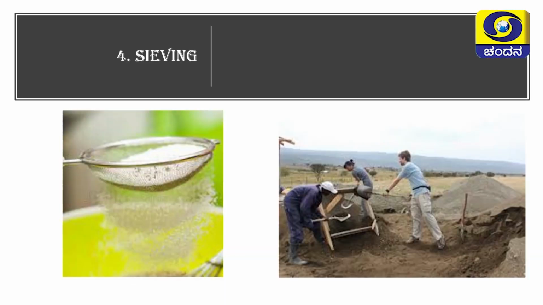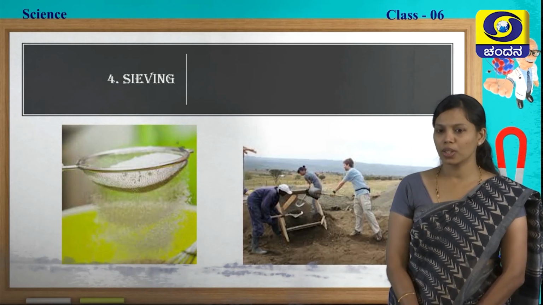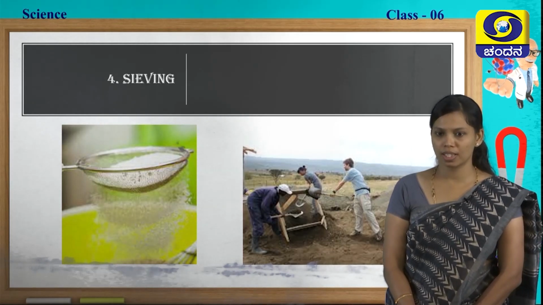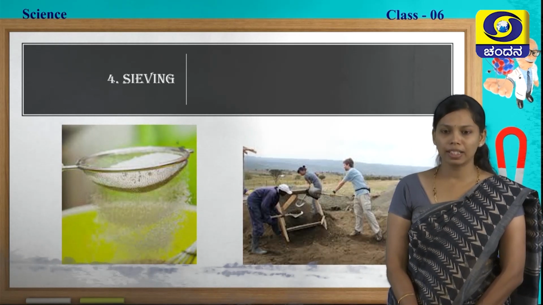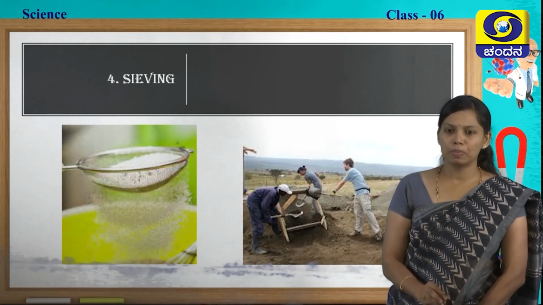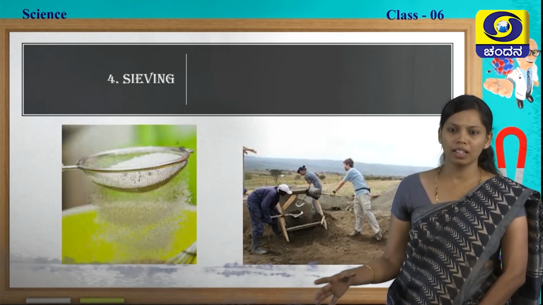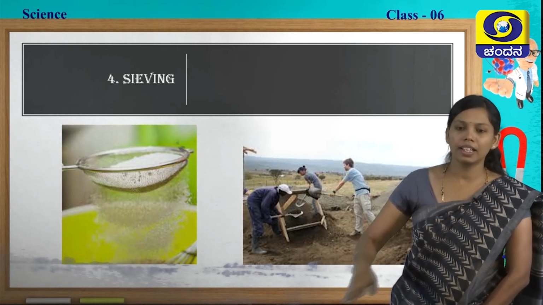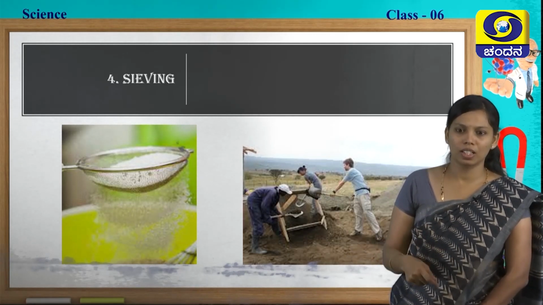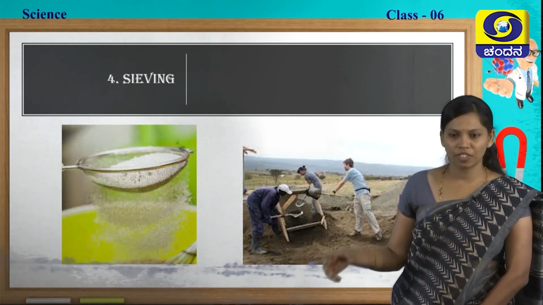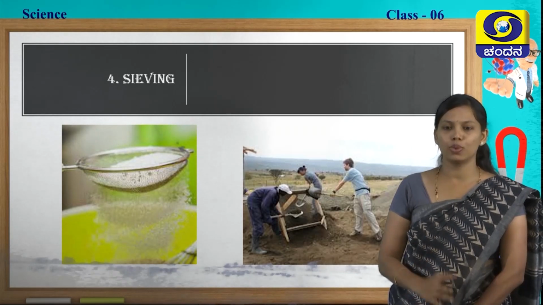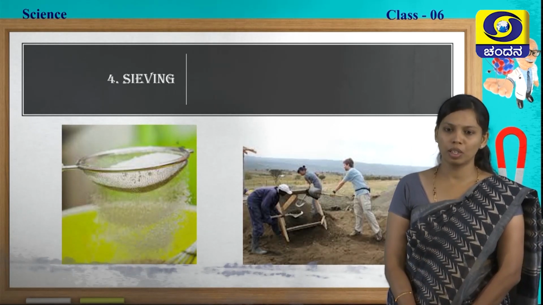Next comes, what do you observe in that picture? It is the sieving process only, at the construction sites. Why do they use the sieving process on a construction site? The sand consists of pebbles and stones. To separate those from the sand, they use a slanting sieve. They clean it so that the pebbles get separated from the sand. After that, they can use the sand for construction purposes.